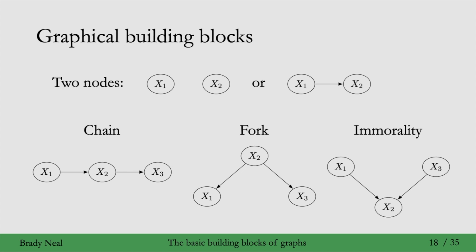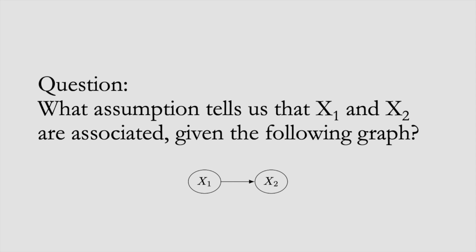Okay, so with these three different building blocks, we can talk about general paths in graphs and whether association or information flows along those paths or doesn't flow along those paths. But before we get to that, I have another question for you, and it's what assumption tells us that x1 and x2 are associated in the following graph?